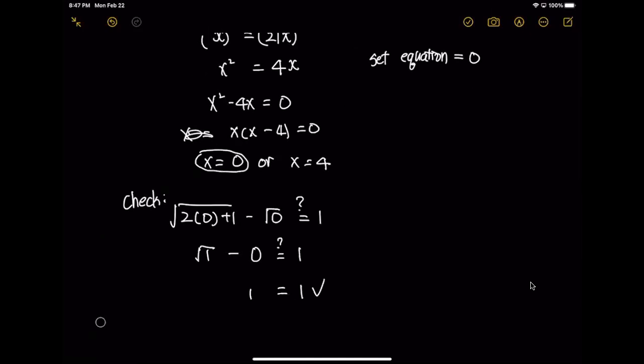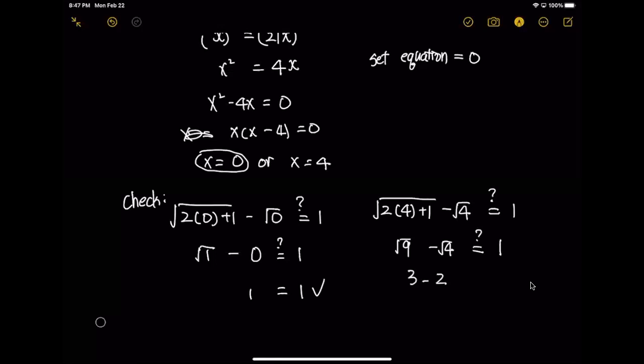And we also need to check x equals 4. So we have square root of 2 times 4 plus 1 minus square root of 4. Is this equal to 1? 2 times 4 is 8. 8 plus 1 is 9. Square root of 9 minus square root of 4 is 3 minus 2. Well, this equals 1. So that means x equals 4 is also our solution.